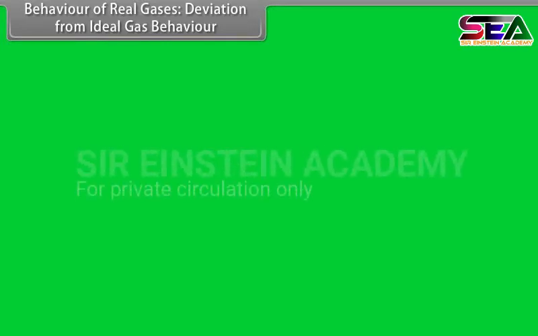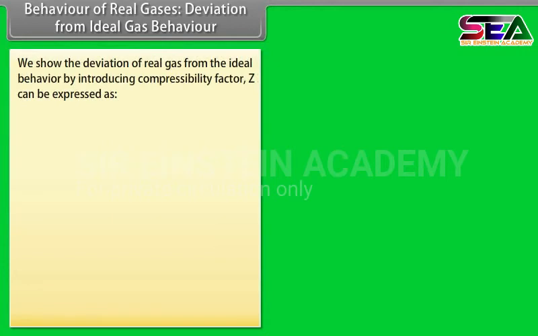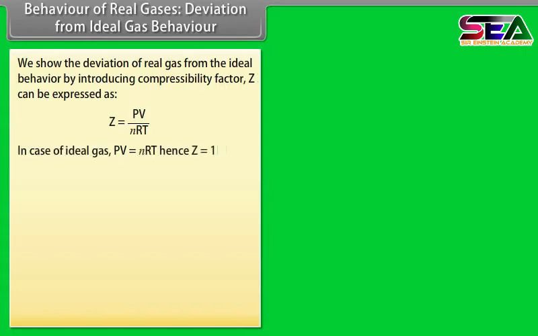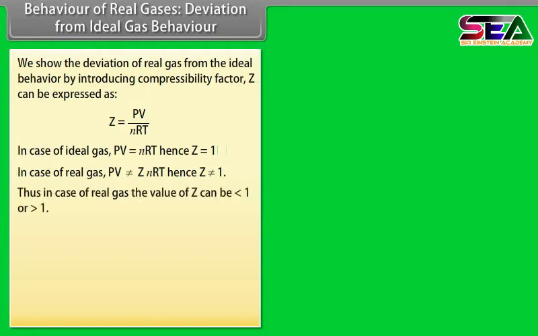Behavior of real gases. Deviation from ideal gas behavior. We show the deviation of real gas from the ideal behavior by introducing compressibility factor Z, which can be expressed as Z = PV/nRT. In case of ideal gas, PV = nRT, hence Z = 1. In case of real gas, PV ≠ nRT, hence Z ≠ 1. Thus, in a case of real gas, the value of Z can be less than 1 or greater than 1.